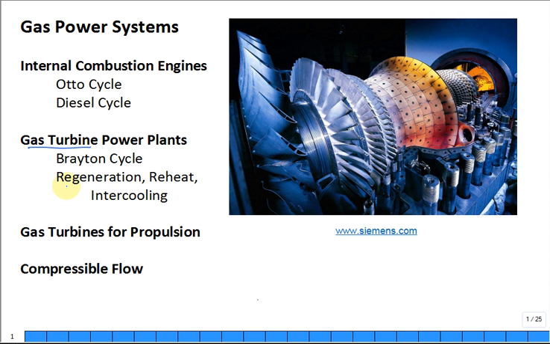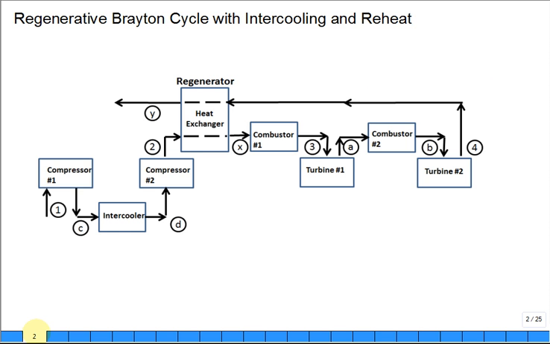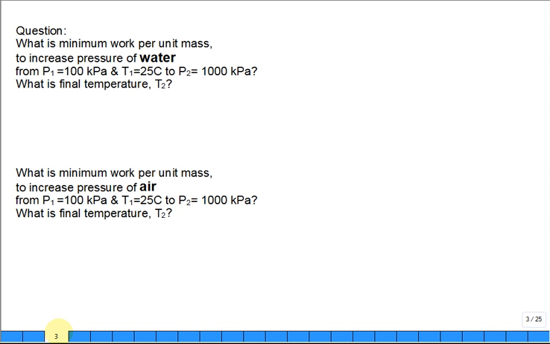We covered last time the regenerative cycle for the Brayton, the reheat, and the intercooling. When you put them all together, you could have a regenerator, you could have reheat, which is a combustor after the first turbine. And then the intercooling was to reduce the amount of work for the compression. So all of those enhance the performance, increase the thermal efficiency of your plant. The question that we left with last time was, what is the minimum work per unit mass?